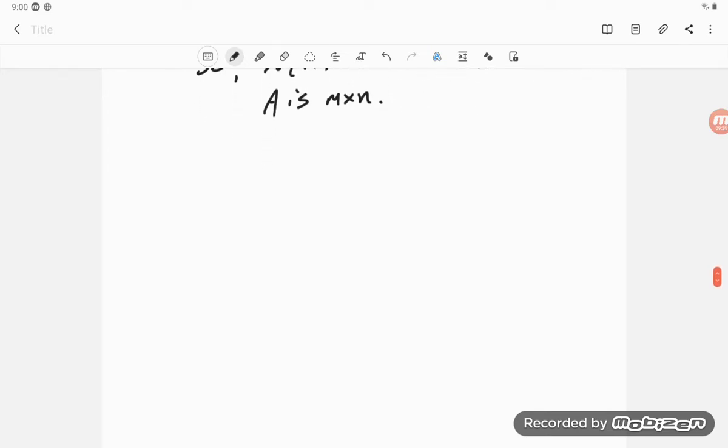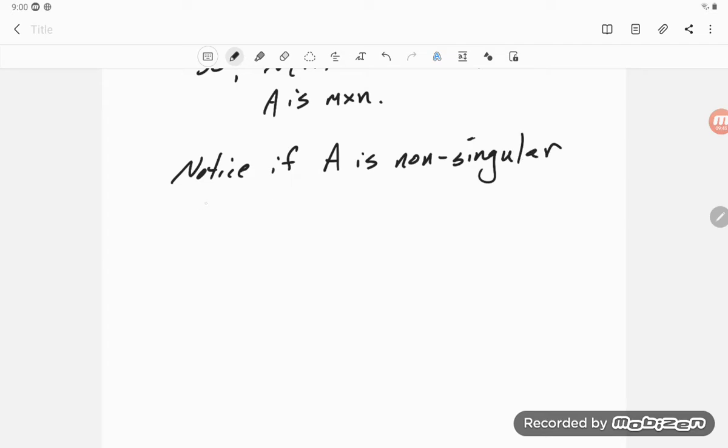Let's see, I guess I'll mention it there. So notice, if A is non-singular, then N of A is only the 0 vector.